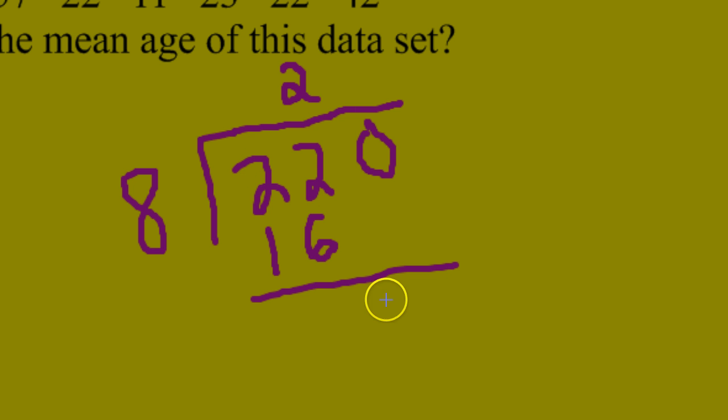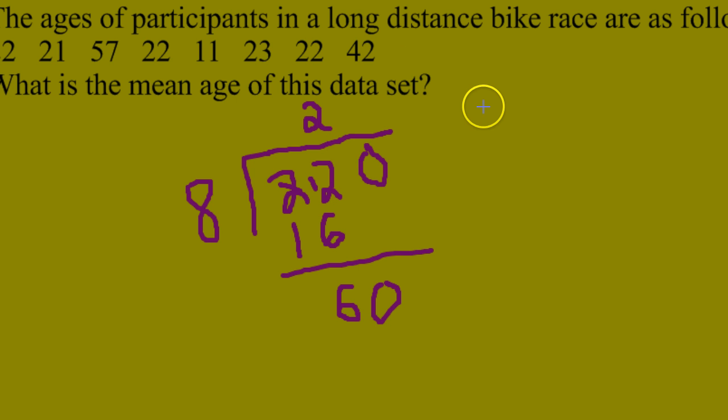6 is too big when I compare 6 and 2, so I need to make 2 bigger. I need to borrow. So I'm going to bring 10 over. 12 minus 6 is 6. Now I compare my 8 and my 6, and guess what? Too small, so I need to bring down that 0. Next step, thinking about 8 times what number gets me close to 60. We've got to go with 7. That's 56.